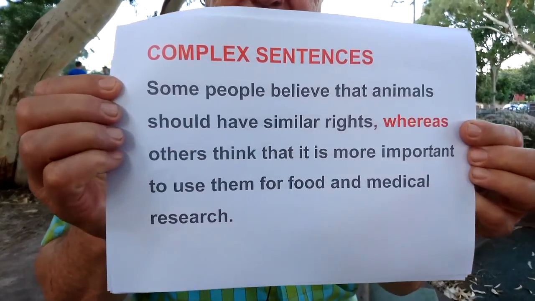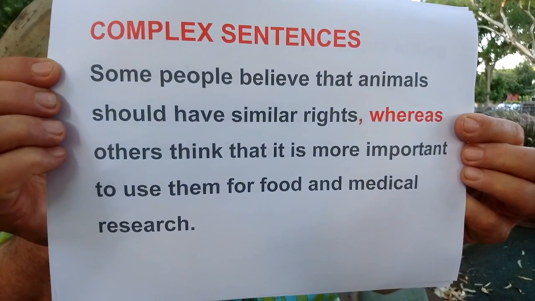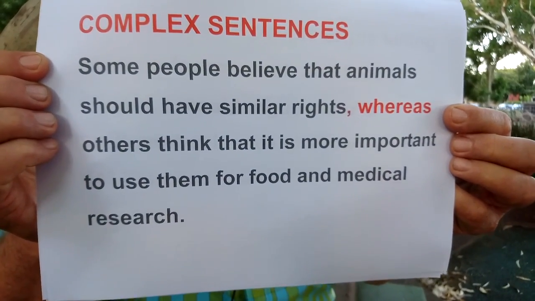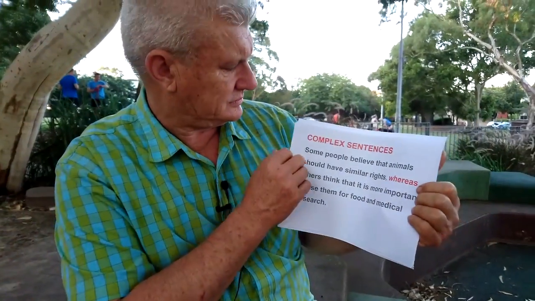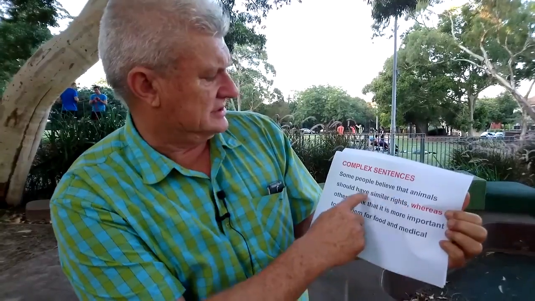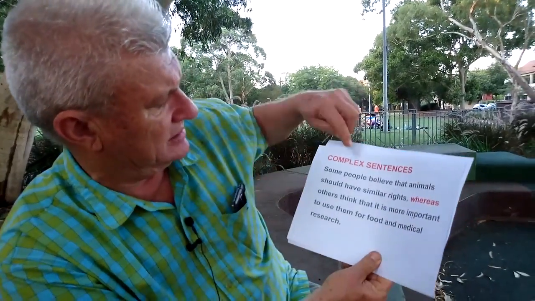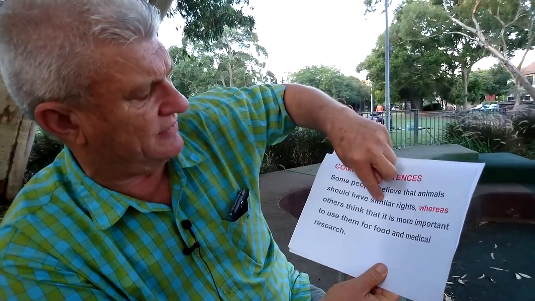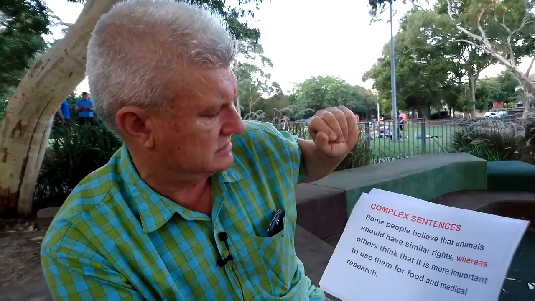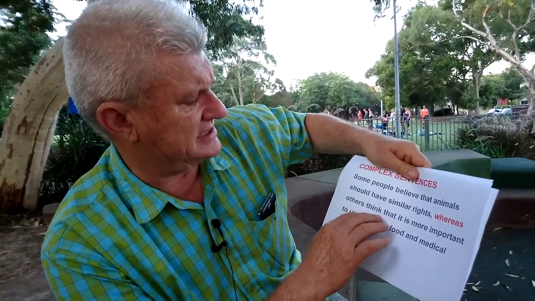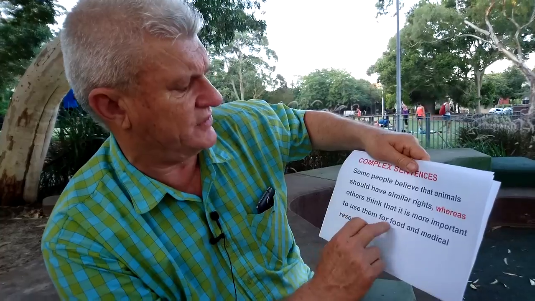Let's have a look at a complex sentence, and I'll get the video to come in closer. Let me now just read it for you. Some people believe that animals should have similar rights, whereas others think that it is more important to use them for food and medical research. What are the two ideas in this complex sentence? Well, some people believe that animals should have similar rights. That's one idea. The other idea is, others think it is more important to use them for food and medical research.